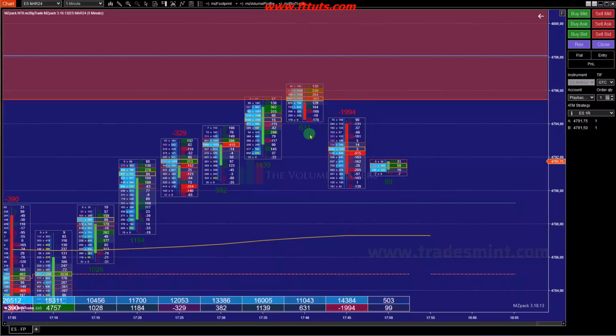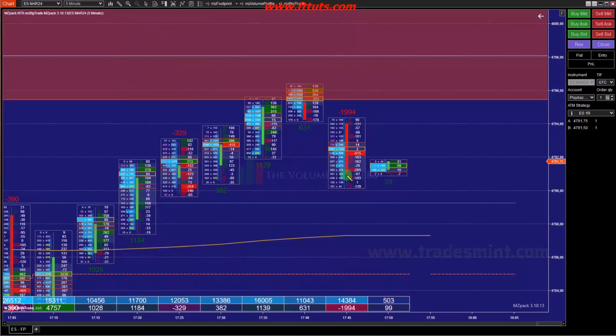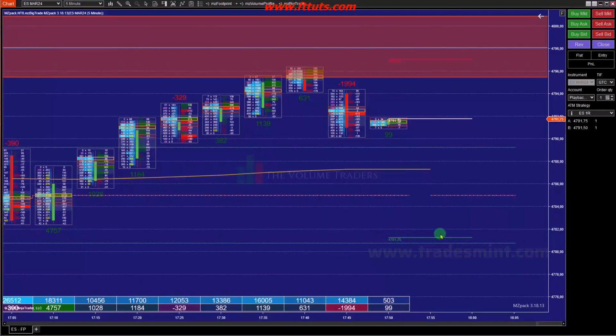This is shift on delta. Take a look how big difference it is. From 600 to almost minus 2000. So many aggressive sellers. That is for me confirmation to take a trade. If my entry would be here, stop loss above the absorption, and the TP is very low.